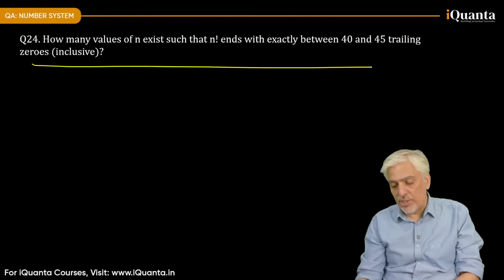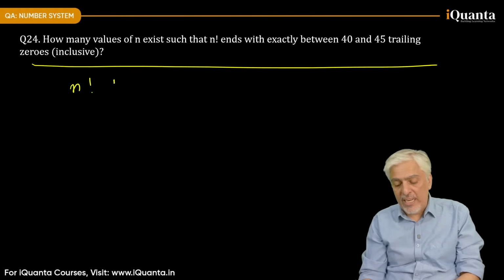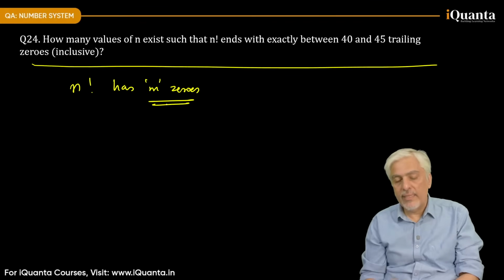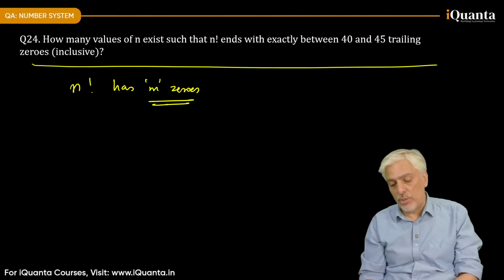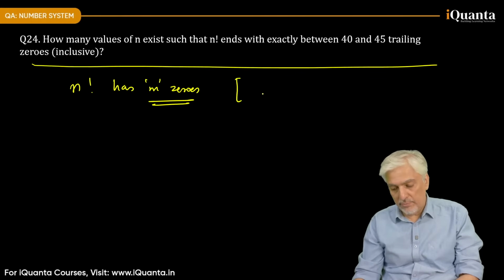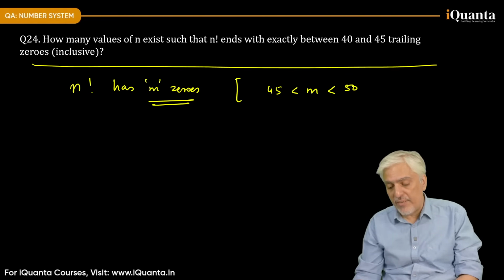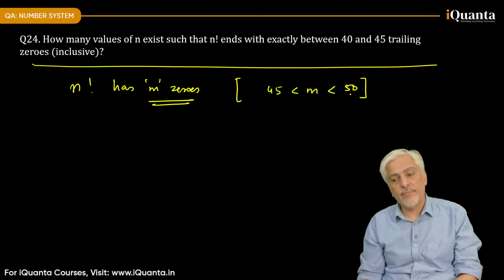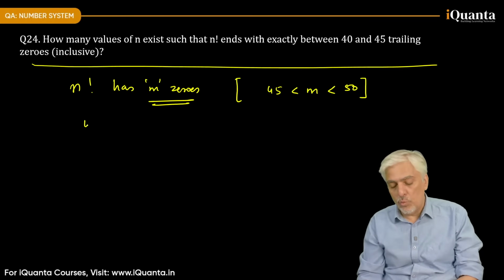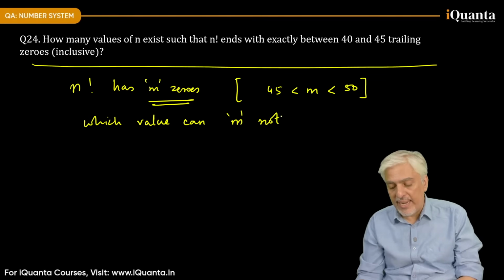New question, pay attention. N factorial has m zeros, where m is greater than 45, less than 50. Which value can m not take?